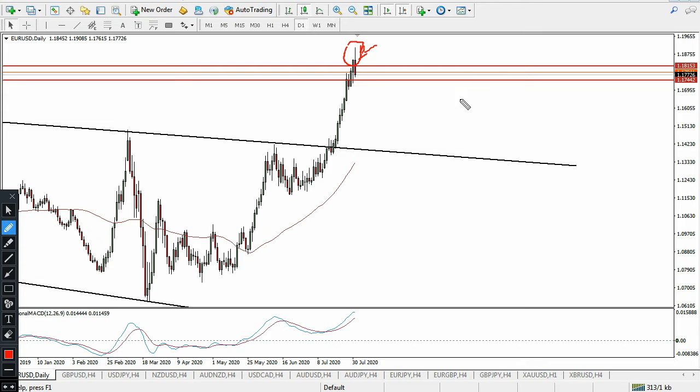So what will be the next move of Euro USD? I show you that the previous resistance has now turned into a support. So next week we might see some downward moves. All my view about the Euro USD is a downside move.